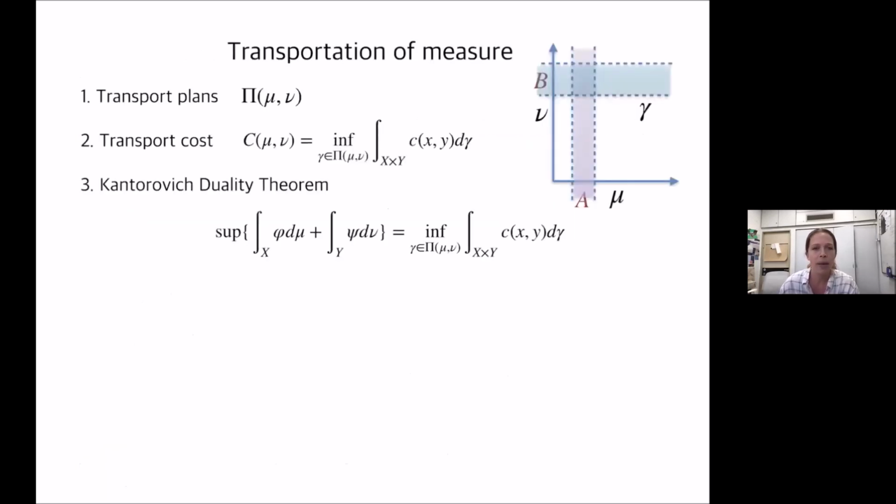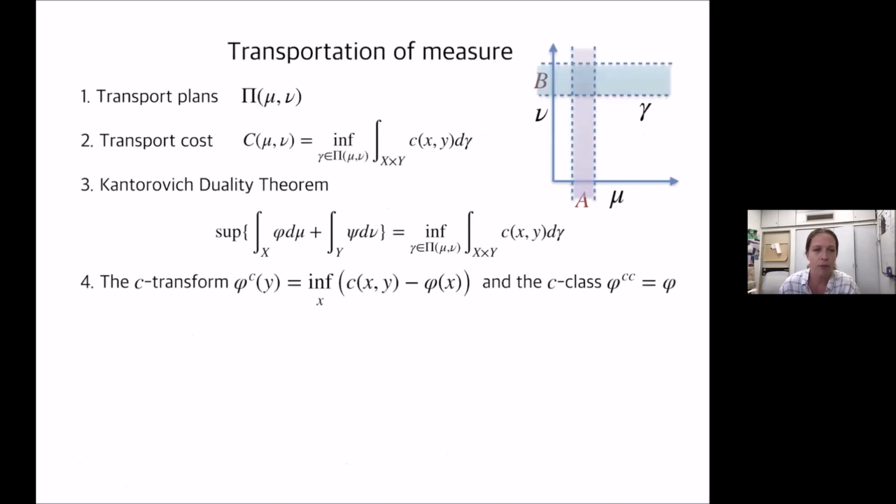Okay, so back to this background slide. The fourth thing we got from Kantorovich duality: we were inspired to define the c-transform, not just us, this is a well-known transform, and the c-class, which is the image of this transform. And these are exactly functions on which the c-transform is an involution, right?